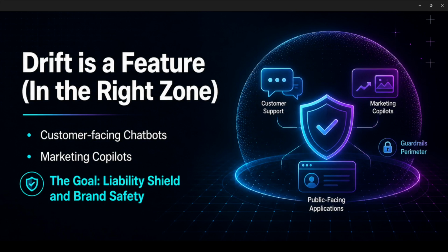Now, to be clear, for certain workloads, guardrail drift is a feature, not a bug. If you're building a public facing customer support bot or a marketing copy generator, you want the cloud provider constantly updating their safety filters. We can use this as an external safety zone where we trade strict determinism for a liability shield. The vendor absorbs the risk of the latest prompt injection attacks, and if the chatbot slightly changes its tone, it's not a crisis, it protects your brand.